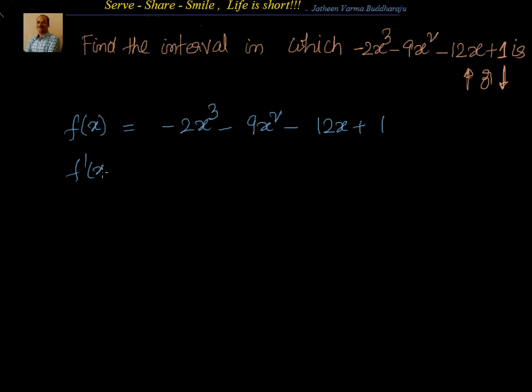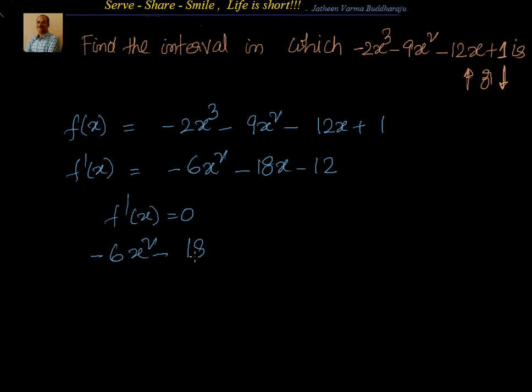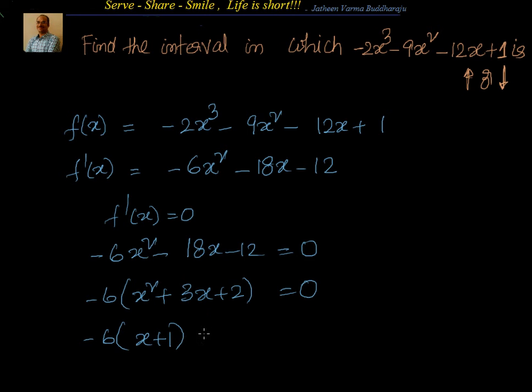Now f dash x, we'll do the first derivative test. So we'll apply the derivative. It's minus 6x square minus 18x minus 12. We will equate f dash x to 0 so that we can find out the point where the derivative is 0 or the slope is 0. Now this makes it minus 6x square minus 18x minus 12 is equal to 0. Can I say minus 6 into x square plus 3x plus 2 equal to 0? Or can I say minus 6 into x plus 1 into x plus 2 is equal to 0?